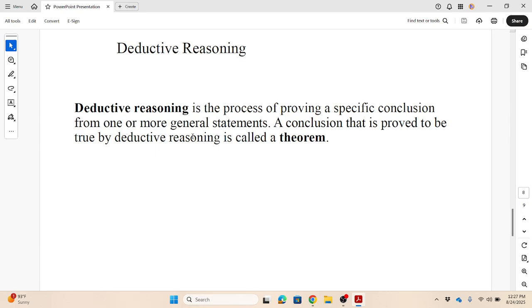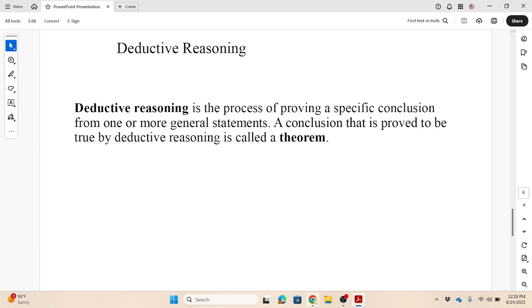Inductive reasoning is coming from some specific examples to a generalization, and the opposite of that, which is deductive reasoning, we use the general finding, general observation, and from the general rule we try to apply that to a specific example. That's deductive reasoning. Deductive reasoning is the process of proving a specific conclusion from one or more general statements. So you try to use a general statement for a specific conclusion. That's called deductive reasoning. A conclusion that is proved to be true by deductive reasoning is called a theorem.